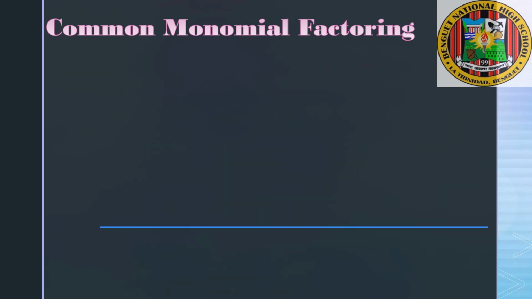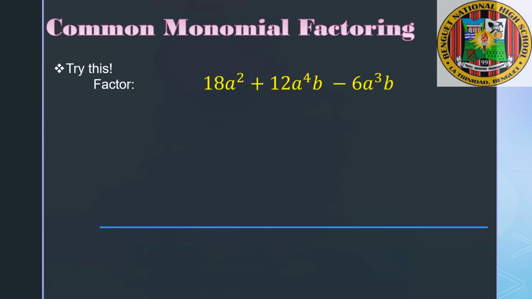Did you follow the steps? Good job if you did. You can always go back and replay the video lesson if there are some parts which are not clear to you. Now practice factoring using the common monomial factoring on this example. Factor 18a squared plus 12a to the fourth b minus 6a cubed b. Pause this video for a few minutes before proceeding to the answer.